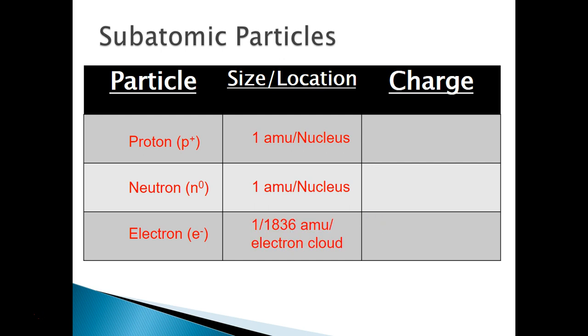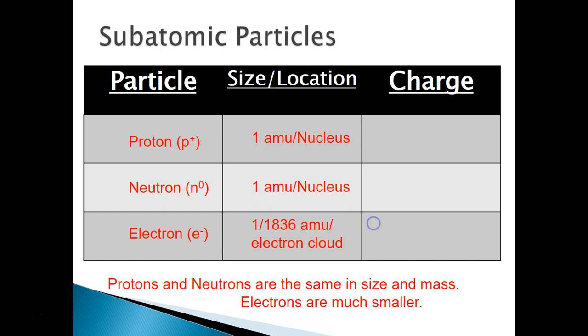Electrons have a mass of 1/1836 atomic mass units, and they're found outside the nucleus in a place called the electron cloud. Now, when we look at these tables, it tells us that protons and neutrons are the same in size and mass, and electrons are, in comparison, teeny, teeny, tiny. Now, if we look at the symbols for these subatomic particles, we can also get their charges. A proton is a charge of +1, neutrons have a neutral charge, and electrons have a charge of -1.